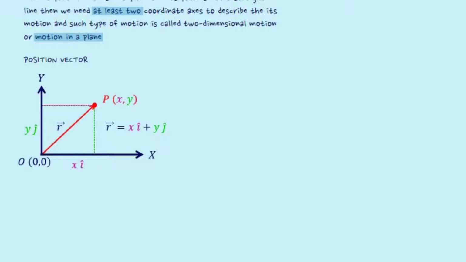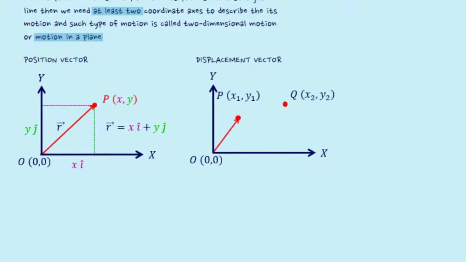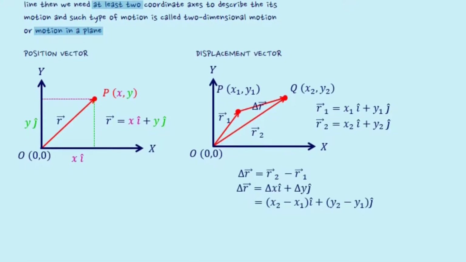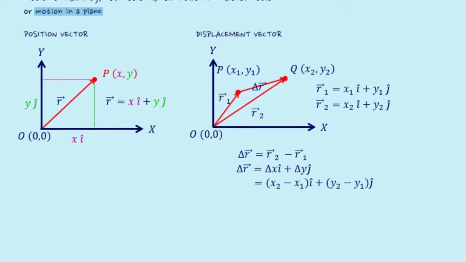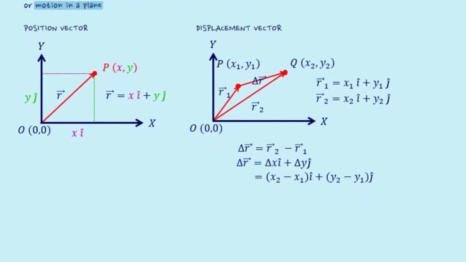Next, we have the displacement vector. The displacement vector is a vector that gives information about the change in the position vector of a particle in motion during an interval of time. Suppose a particle is at point P with position vector r1 and after some time it moves to a new position Q with position vector r2. The difference between the two position vectors, r2 and r1, denotes the displacement vector.